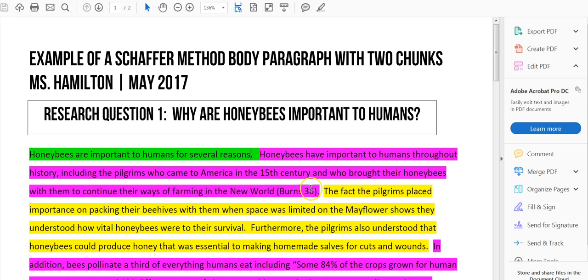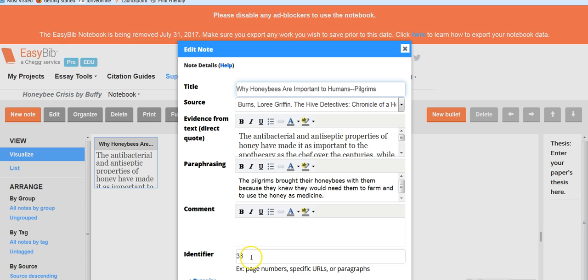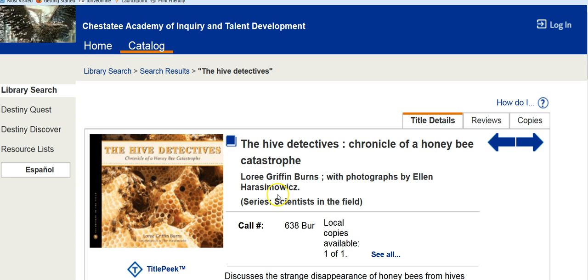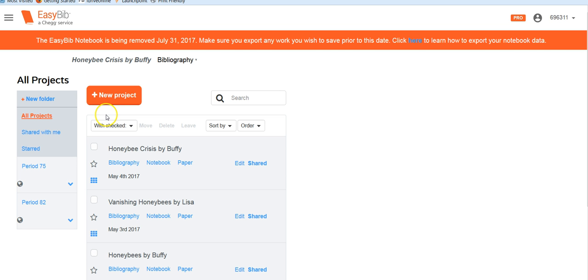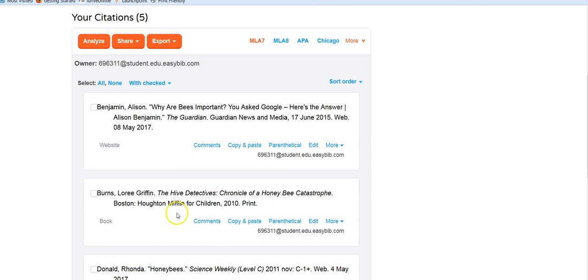How did I get this parenthetical reference to show where this information came from? There are two things to keep in mind. If I go back to my note cards, then I can double check and see what the source was, of course. And if it's from a book, in the identifier box, we've talked about how it's important to include the page number. So this information came from this source. If I go back to my projects and I open the bibliography, then I can go and find that source in my list.